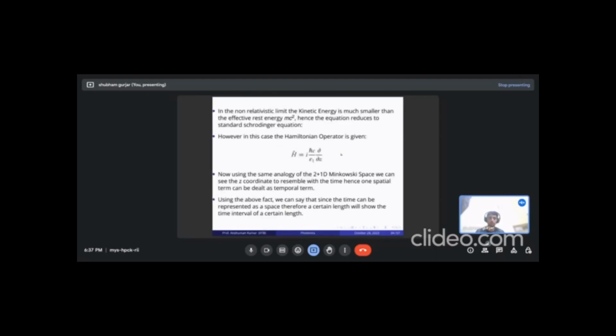We talked about how there exists some resemblance with Minkowski spacetime, and we can see that it can be shown as 2 plus 1 dimensions, where one dimension will be the time. Now, in our case, the z coordinate will act as the time.